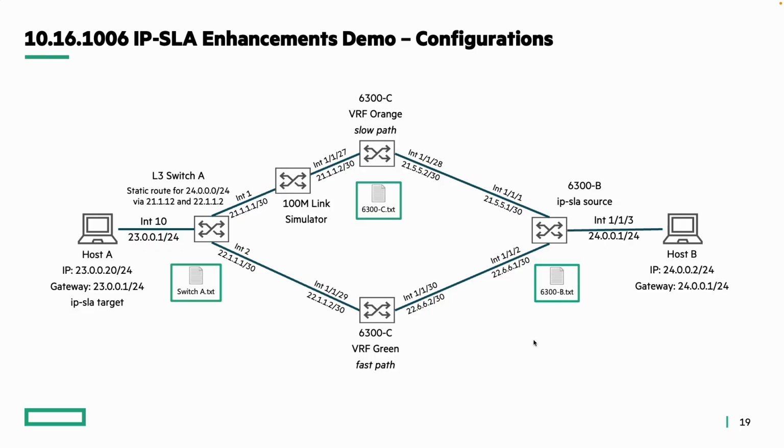We have IPSLAs with history data recording enabled and tracking objects set up on CX switch B, with the target being host A. To initiate the route change, we're going to disable the fast path link on switch A, which should result in a tracking object status change in switch B, which will trigger the route change to go via the slow path. As we have IPSLA history data recording enabled, we should be able to see the effects of this change reporting within the average probe round trip time values.